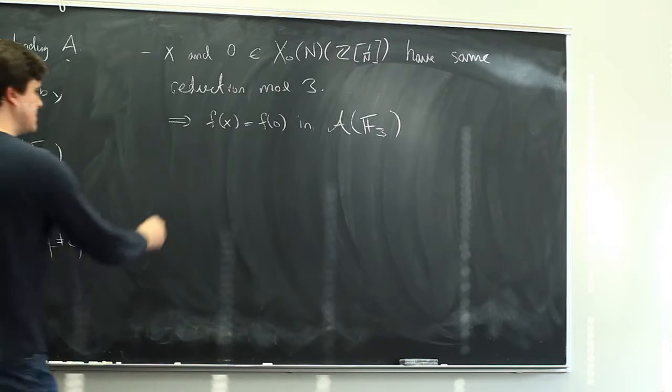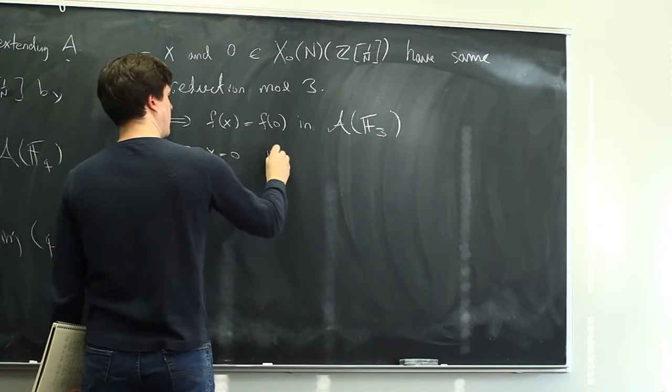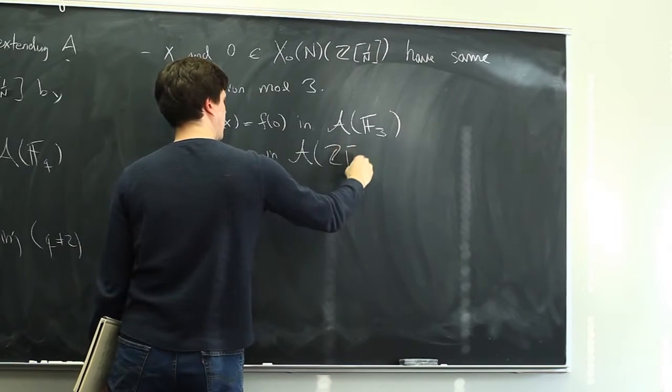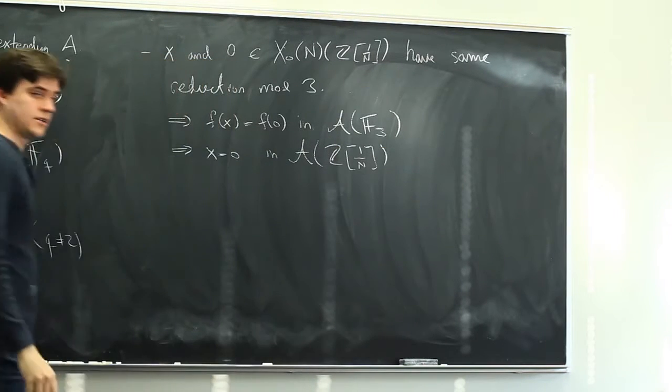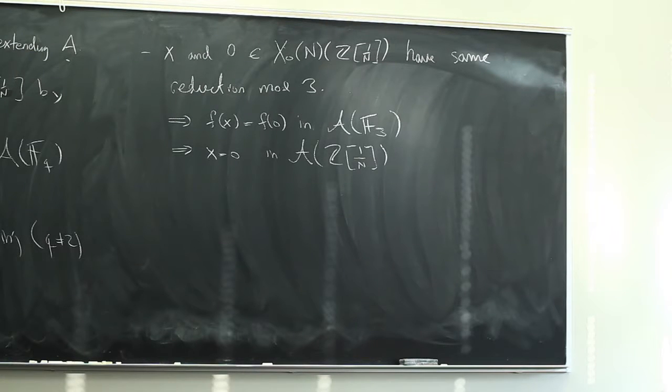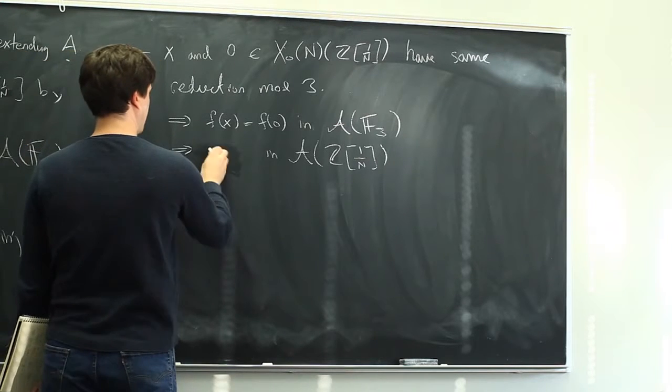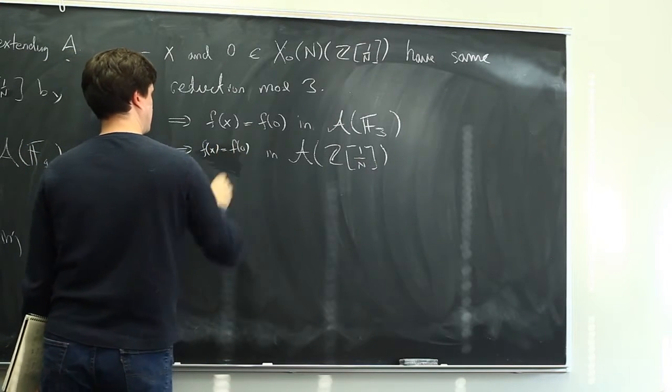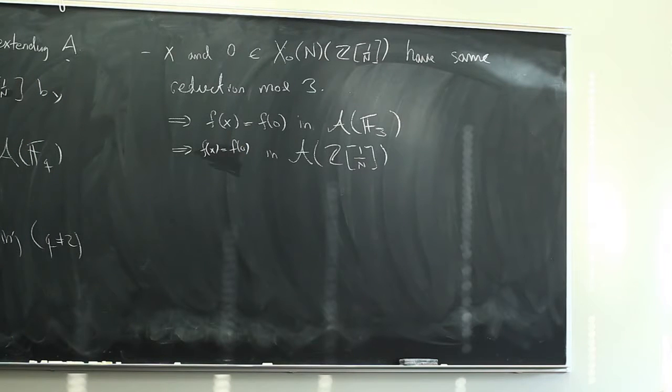And so this implies that f of x is equal to f of 0 in A of Z[1/n], because the reduction map is injective. Sorry, f of x equals f of 0, that's what I want to say. So that's very strong, right? I mean, we use the fact that 3 was very small to force things to happen in a certain way. And then this rank 0 hypothesis just implies that what's going on mod 3 determines what's actually going on over Z. That's kind of the magic of the argument.